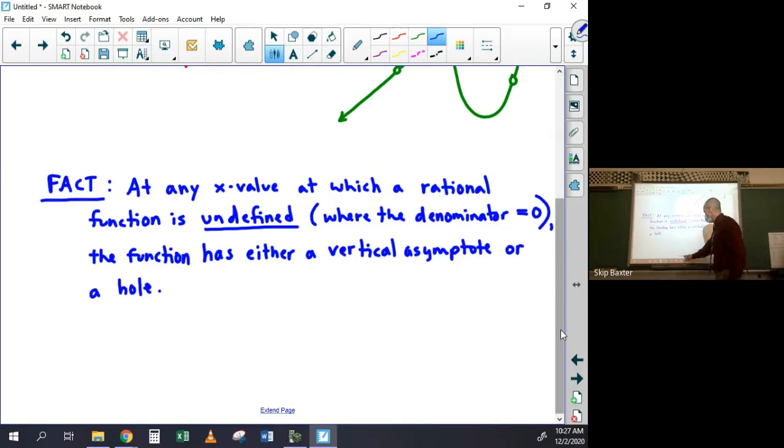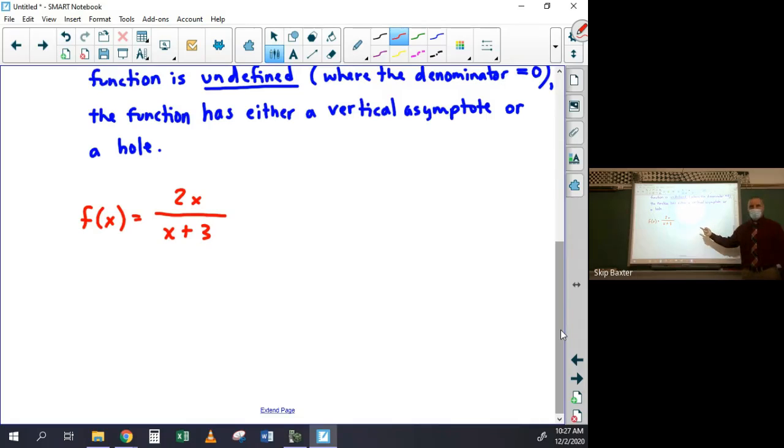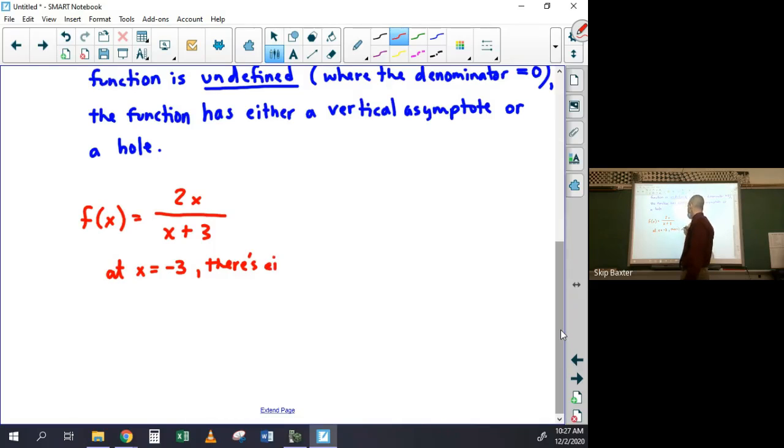Okay, so for example, if I have a rational function like f of x equals 2x over x plus 3, I know that at x equals -3, which is the only point where this function is undefined, there is either a vertical asymptote or a hole.